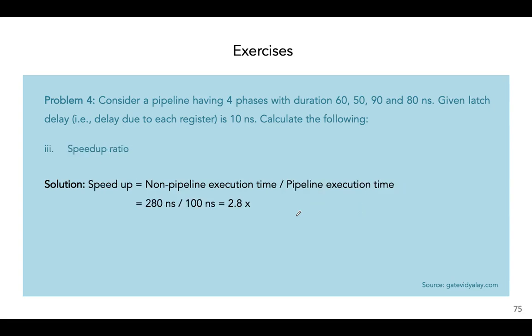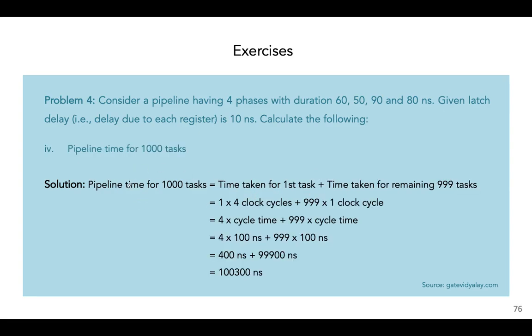Speed up ratio. You know how to compute speed up ratio. Divide the execution time of the non-pipeline system by that of the pipeline system, and both of these you have computed in the previous parts. Simply divide them. So the speed up is 2.8 times. 2.8 times, right?